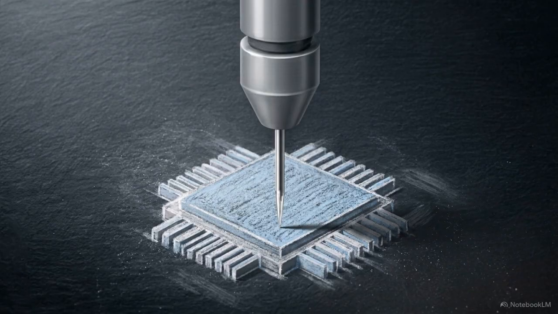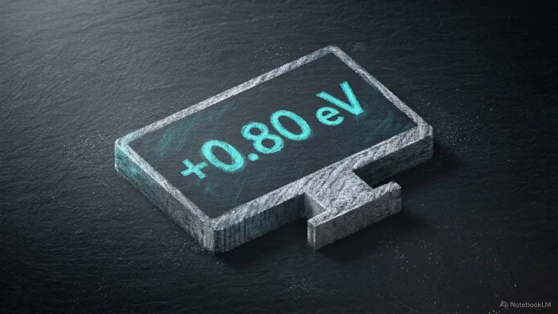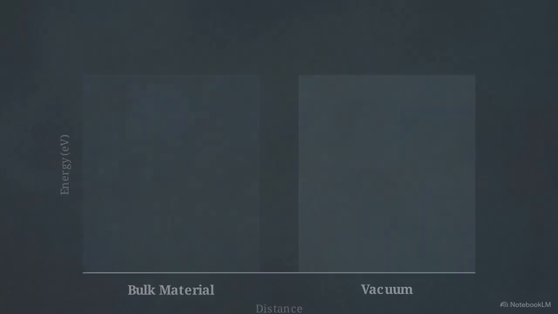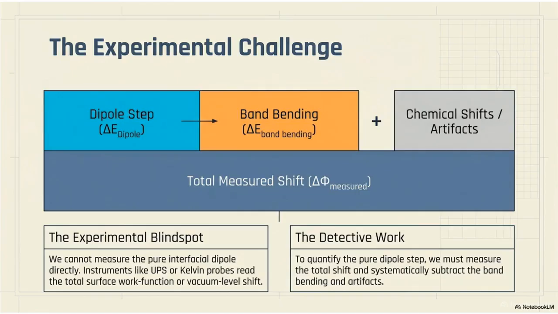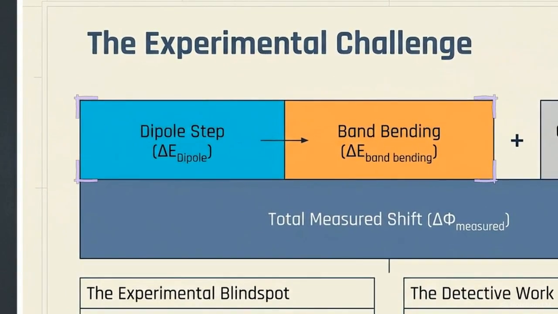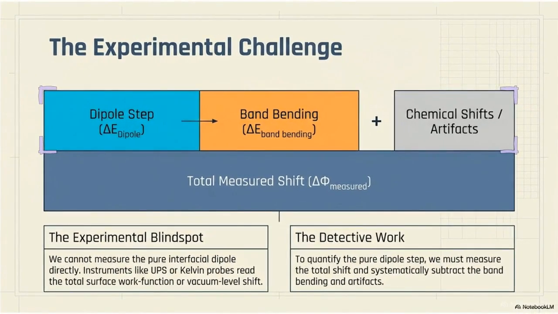To figure out what's happening on that surface, we typically bring in diagnostic probes to measure the surface work function or the vacuum level shift. The diagnostic issue with these macroscopic probes is that they only read the net result. They give us a single number representing the total surface potential change from the bulk material out to the vacuum. Here is the blind spot. Instruments reading that solid bottom block, the total measured shift, cannot tell if it came from a dipole step or band bending. That unified reading hides multiple overlapping variables: the pure dipole, band bending, and chemical artifacts.